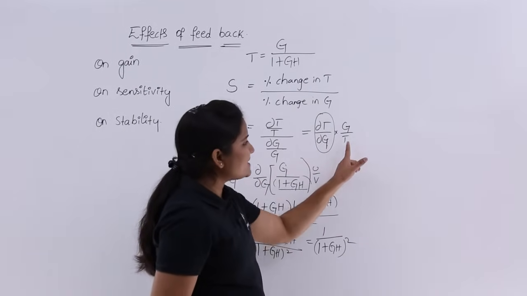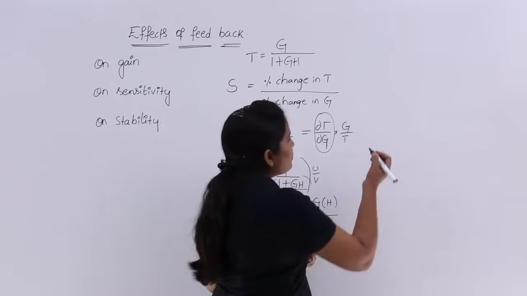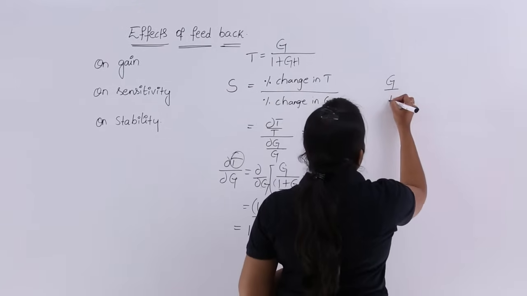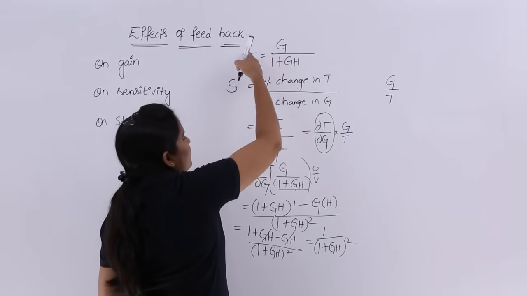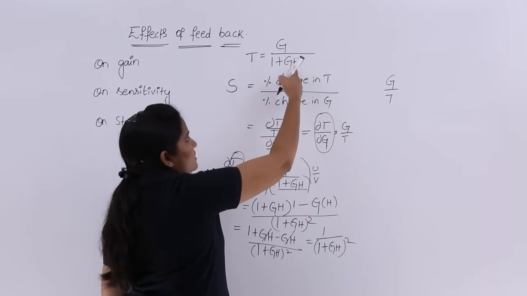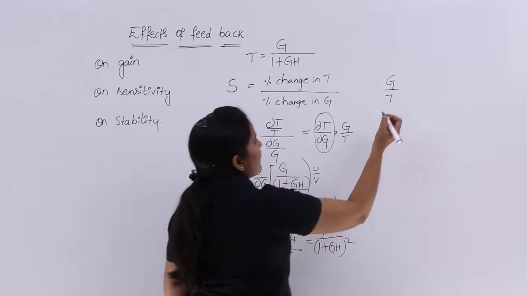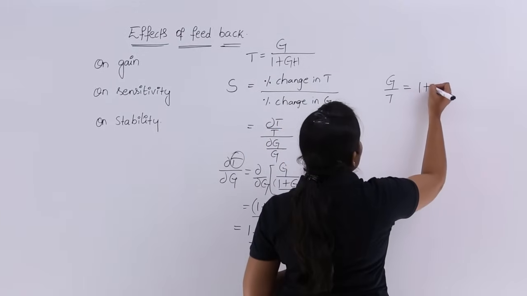Now, I am going to get the G by T value. So, what is the G by T value? If you send this T to this side, you are going to get the G by T value as 1 plus GH.